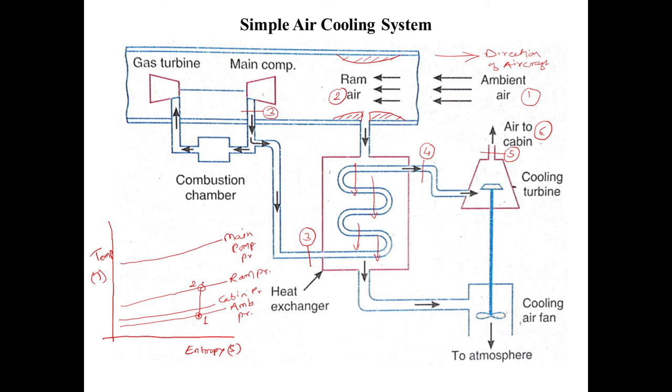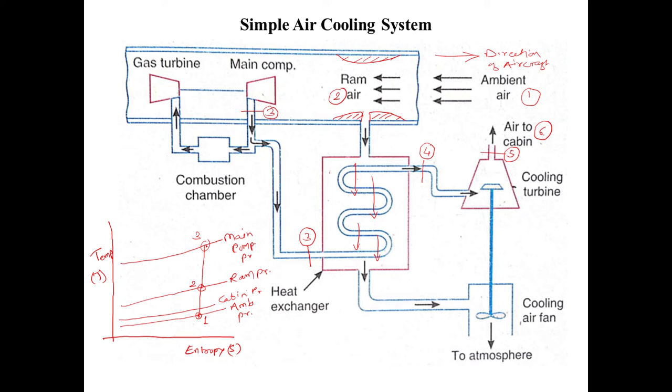Fine. Now from point number 2, the air will be further compressed up to the main compressor pressure line. Again, this process from point number 2 to point number 3 is isentropic. So I will have a straight line from point number 2 up to point number 3 over here, which is nothing but the point on the main compressor pressure line.